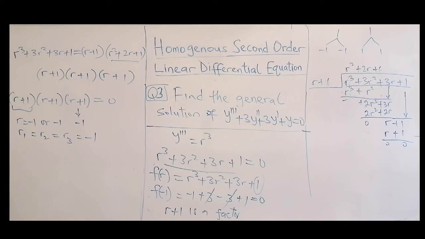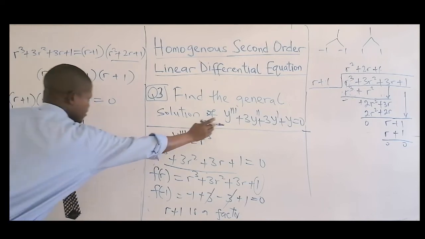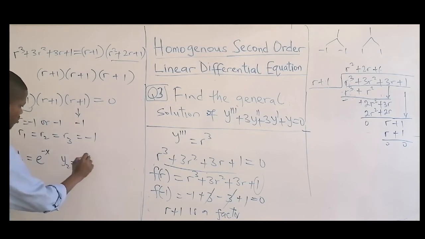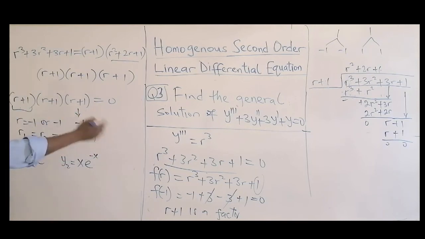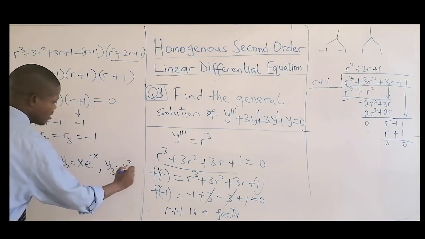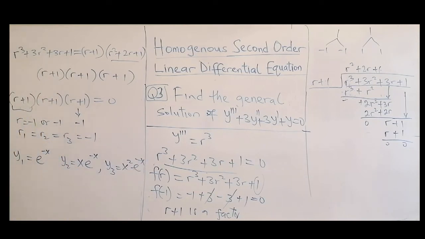So what we do here is, the solution of this will be y1 equal to e to the minus x. y2 will be equal to what? If it's a repeated root, we multiply by x, so x times e to the minus x. Then the next one, since we have r1, r2, r3, y3 will be equal to x squared times e to the minus x. So these are the solutions of the differential equation.